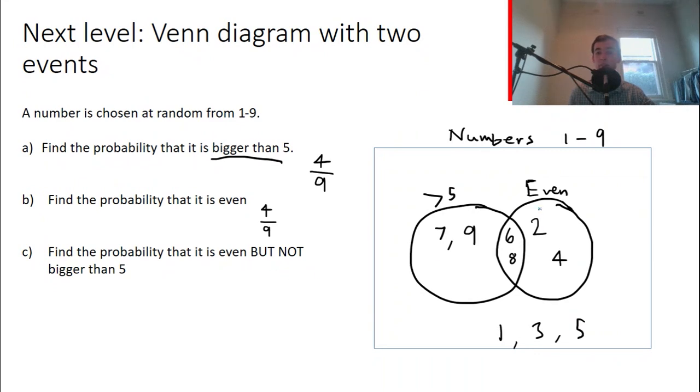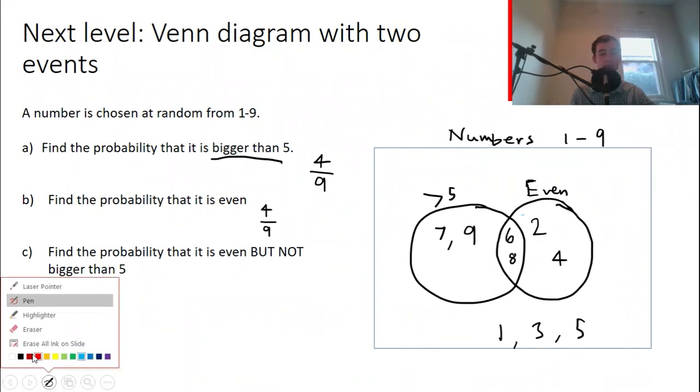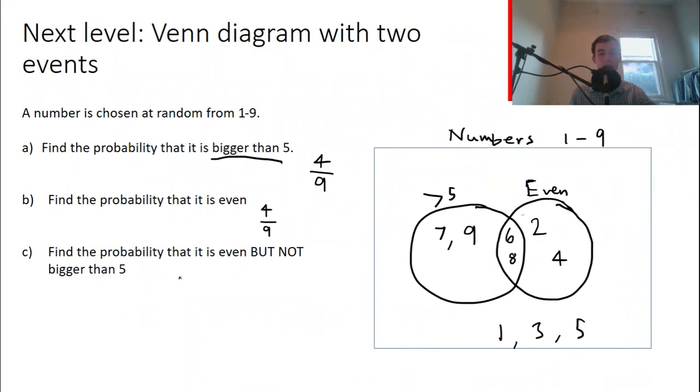So it also has to be even. So even numbers is this circle. So the only section which is even but not bigger than 5 is this one. So the numbers 2 and 4. So that's 2 successful outcomes here and 9 total outcomes. So that's the probability.